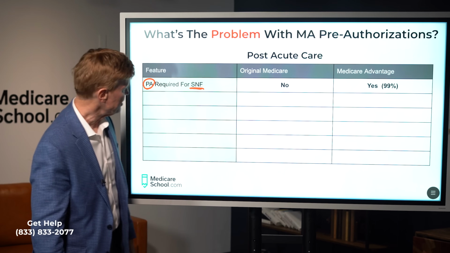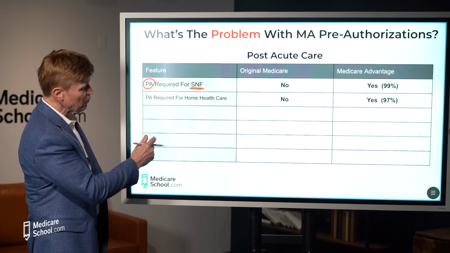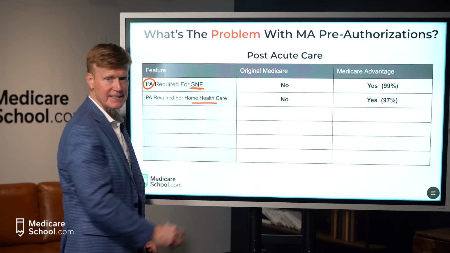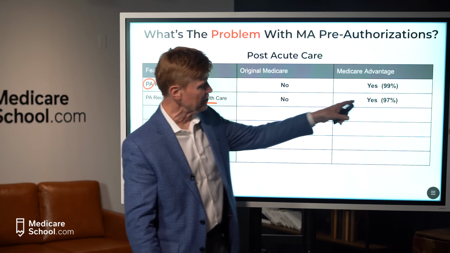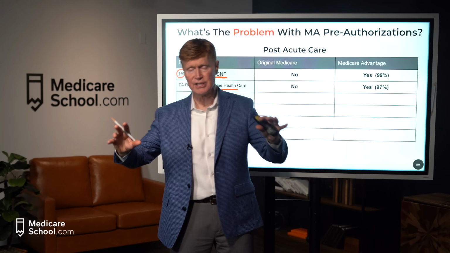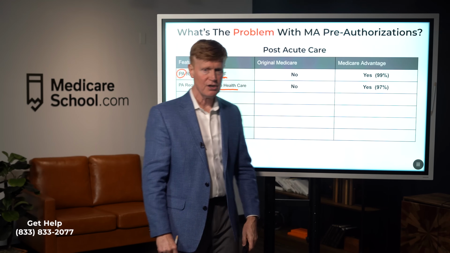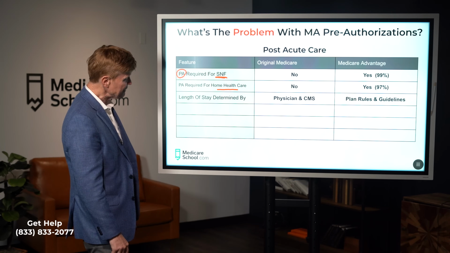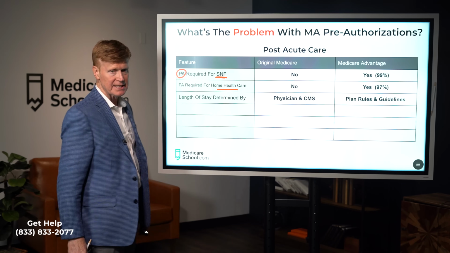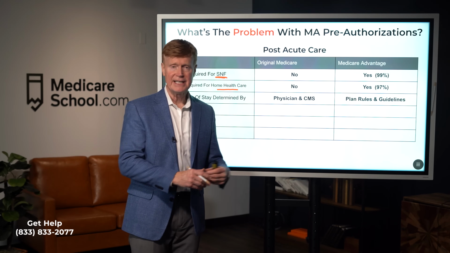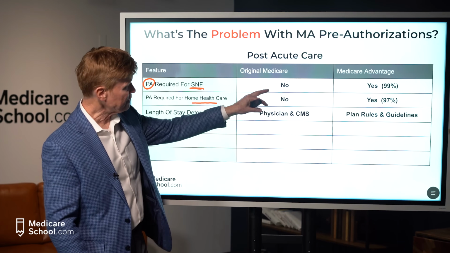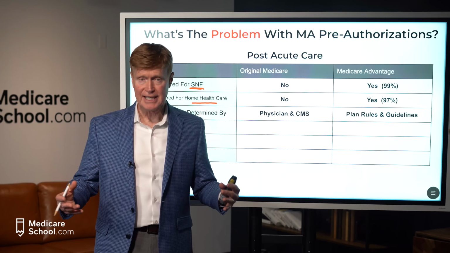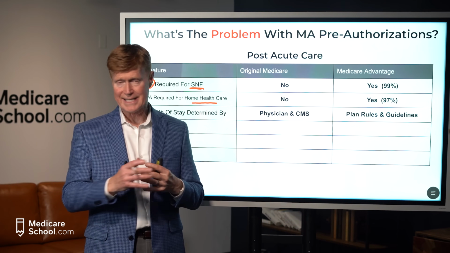All right? Number 2, feature. Prior authorization required for, again, home health care. Again, doctor says you need it, original Medicare says covered, no pre-auth. But look, 97% of the plans that are on the market today will require pre-authorization for home health care. Third feature, the length of stay. Length of stay, how long are you going to get to be in the skilled nursing facility? Who determines that? Well, notice if you stay in original Medicare, it is your doctor and the CMS rules, of course, that dictate everything.